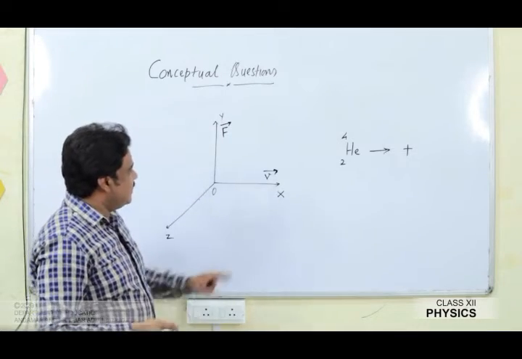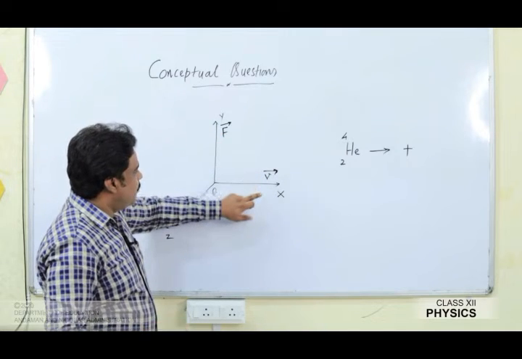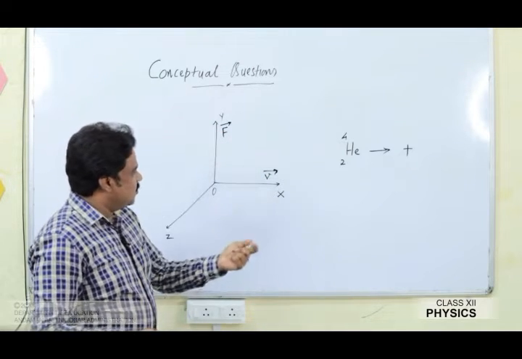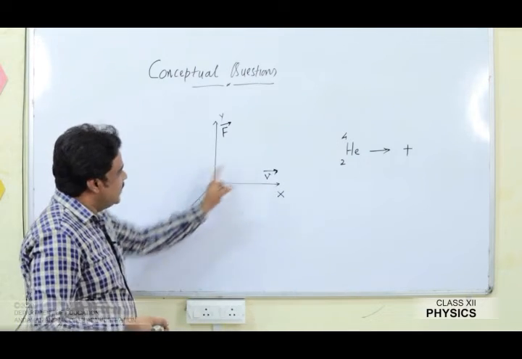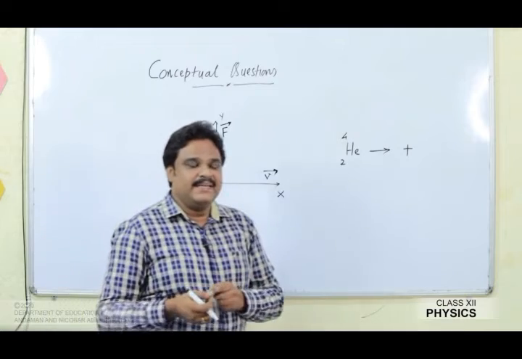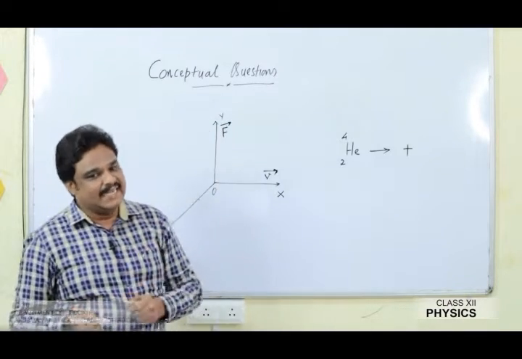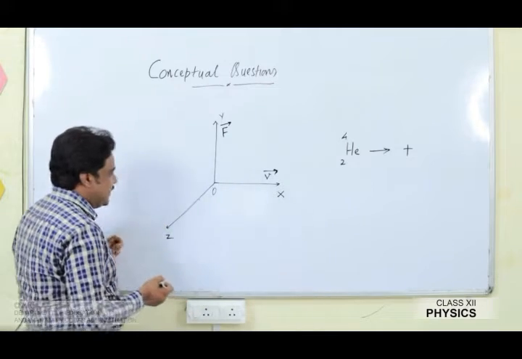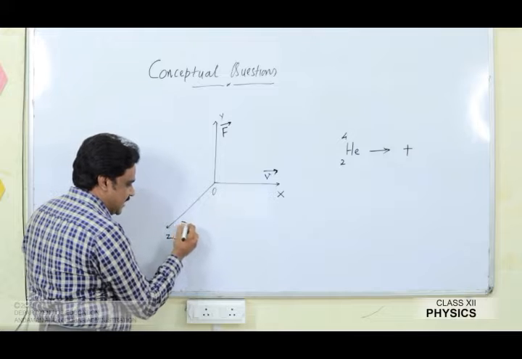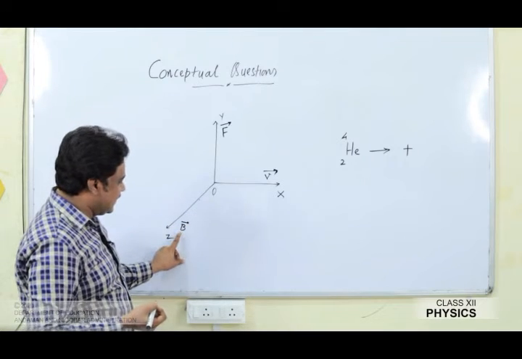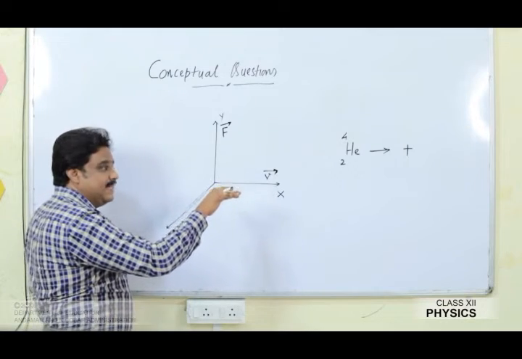So you are able to see ultimately these two vectors, the velocity vector and the force vector, occupy the x-axis and y-axis. So the only place where the magnetic field can act is either the positive z-axis or the negative z-axis. So ultimately the direction rule will say whether it will be along the positive z-axis or the negative z-axis. Let us suppose I assume the magnetic field is along the positive z-axis.